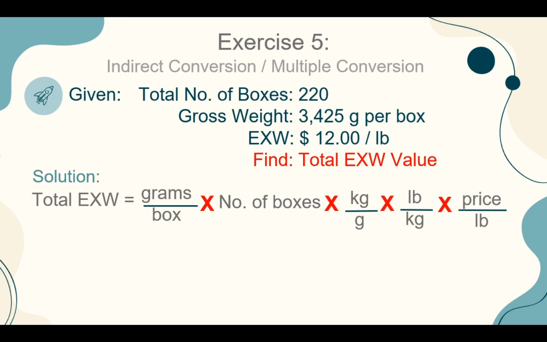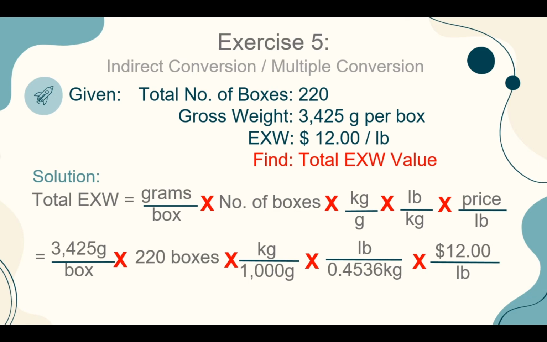So total ex-works value is equal to grams per box times number of boxes multiplied by our conversion, which is kilogram over gram times pound over kilogram, and then multiply by the price over pound. So i-substitute na natin. Ano ba yung grams per box natin? 3,425 grams per box para ma-cancel out natin yung box. So ano ba yung nandito? Number of boxes. Ilan ba yung boxes natin? 220. Substitute natin.